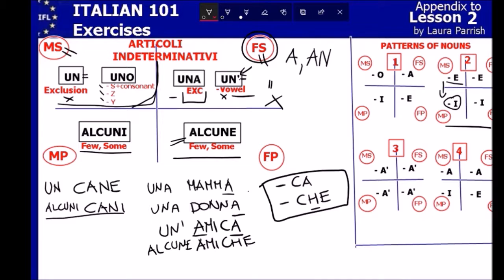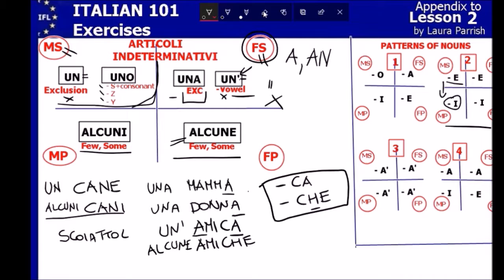Let's do, for example, one more. For example, what? Bambina. No, let's do, you know what? Let's do, I like this word, scoiattolo.